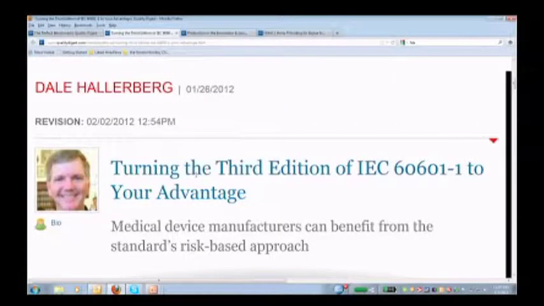Turning the third edition of IEC 60601-1 to your advantage. That's the name of an article written by Dale Hallerberg that appeared in Tuesday's issue of Quality Digest Daily. Now, as many of you know, IEC 60601-1 is an International Electrotechnical Commission standard governing the safety and performance of medical devices. Dale's article talks about the specifics of the third edition of the standard, which presents some important changes, as well as the shifting philosophy of this standard and others.